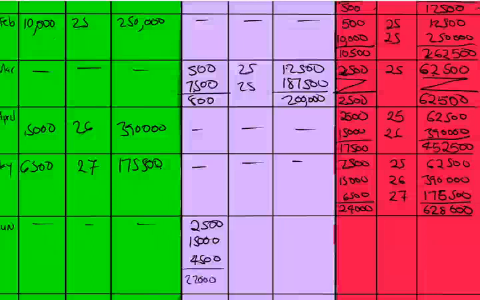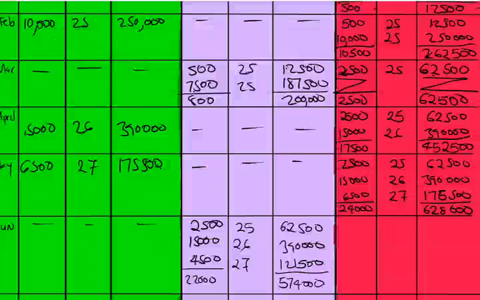So that means the whole balance should be 22. Meaning that this one should be valued at 25, this one 26, and this one 27. So together this is 62,500, this one 139,000, and lastly 121,500. If we add up, we should find a value of 574,000. Right?